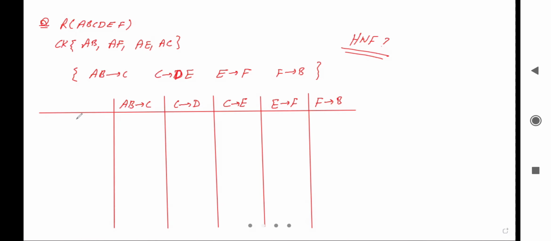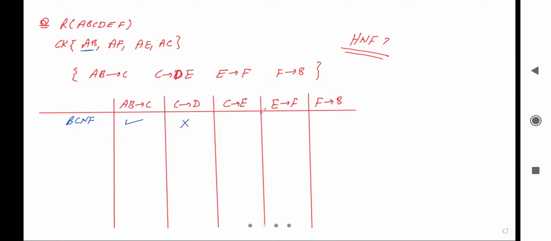Let's try for the BCNF. So BCNF means AB is the candidate key or not? Yes, AB is the candidate key means it is a super key. So this is valid case. What about C goes to D? C goes to D. So here it is not the super key. C is not a super key, so cannot be BCNF, right?